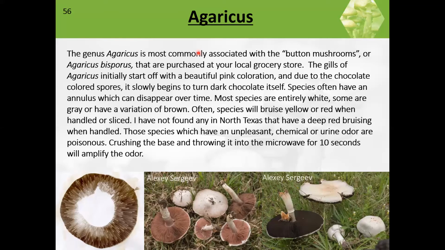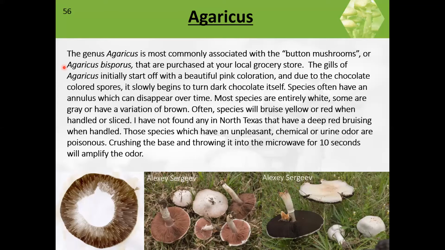The genus Agaricus is commonly associated with the button mushroom, Agaricus bisporus, which is purchased at your local grocery store, right? You go and get your little portobellos. Agaricus is the only genus that I know of where you can differentiate edibility based on odor, right? And I wouldn't suggest this for everybody because I'm sure some of you don't have the best odor identifying skills, but the toxic species have a phenolic or chemical unpleasant odor. Some even smell like urine.